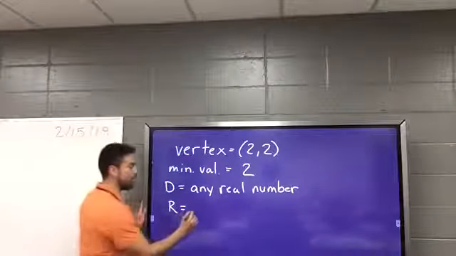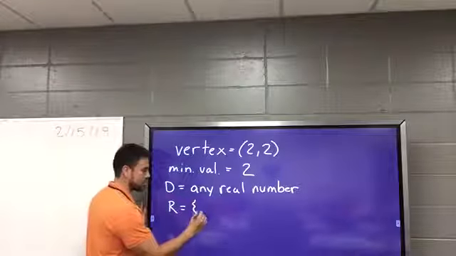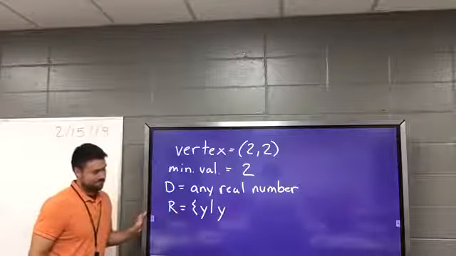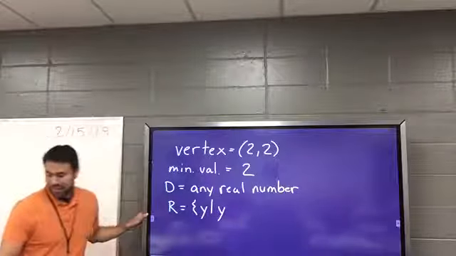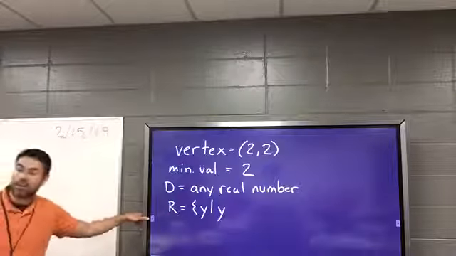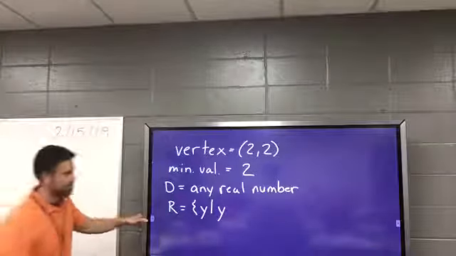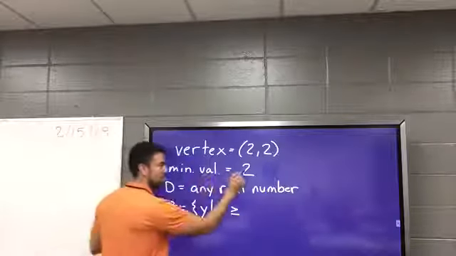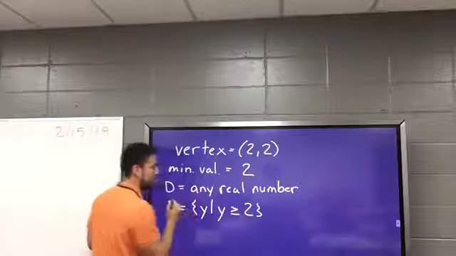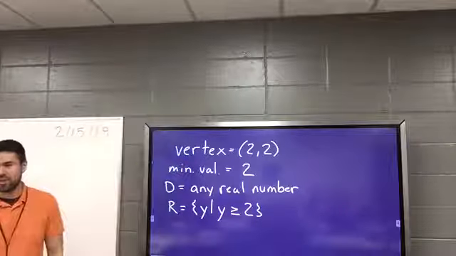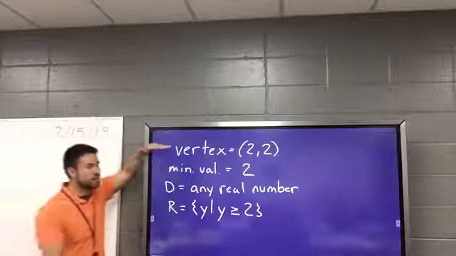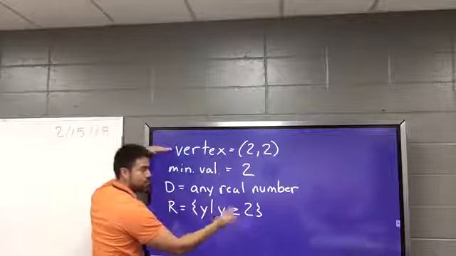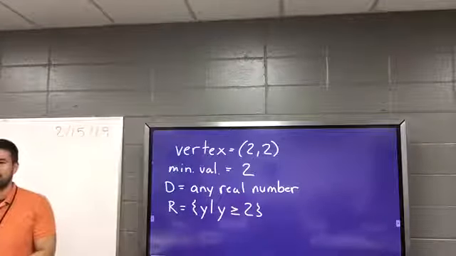So here you're going to put it like this: R, the range is any number, y is any number such that y is greater than, less than or equal to. Is it greater than or is it less than? Greater than or equal to 2. You didn't even need the graph on that. You just needed the minimum value. Do you see how the vertex gives you the minimum value and the range value? So you see how that works? So far the vertex has been very helpful.